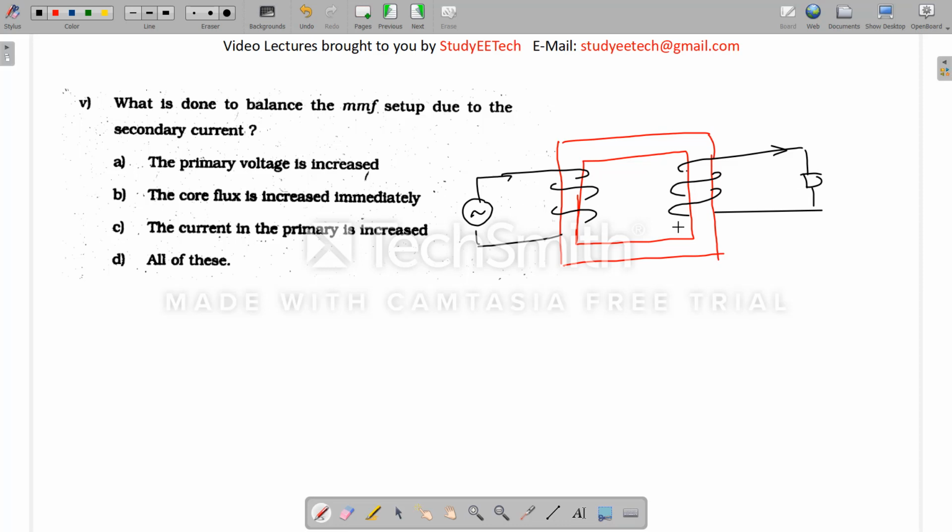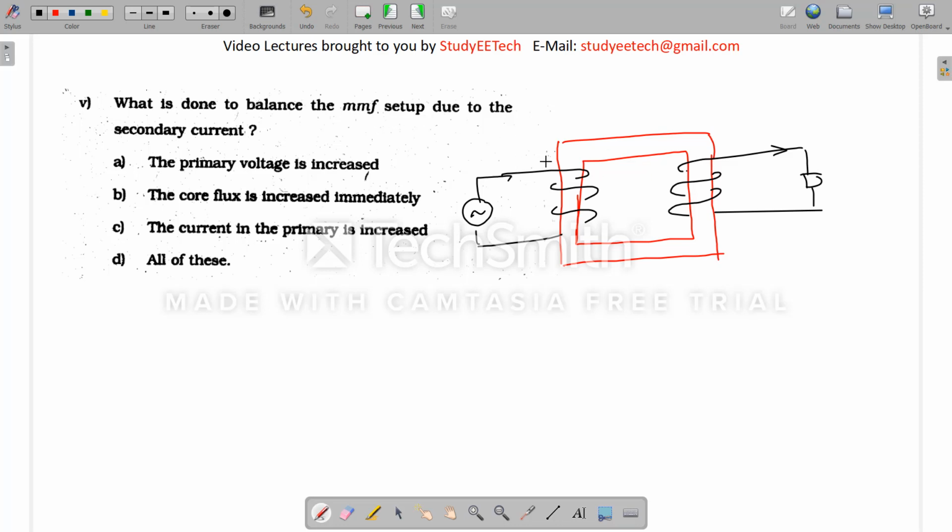So thinking in terms of left side or right side is the wrong concept. It depends on the source side and the load side. The source side is called the primary and the load side is called the secondary. So what they are asking is what is done to balance the secondary MMF?